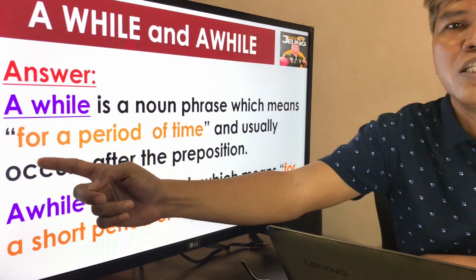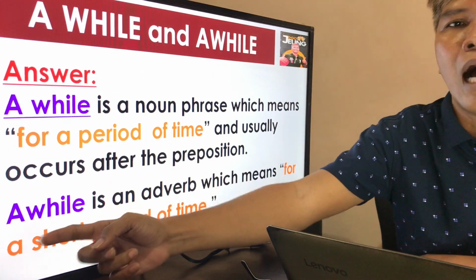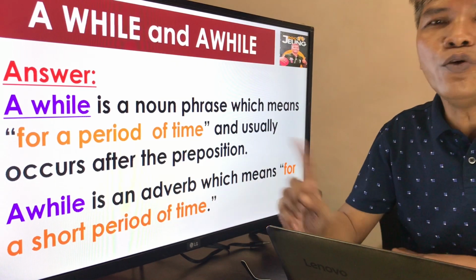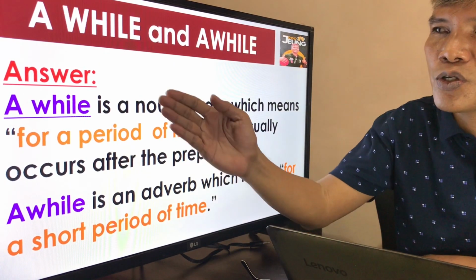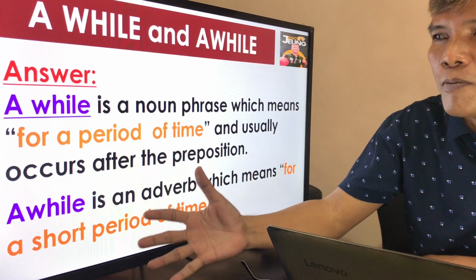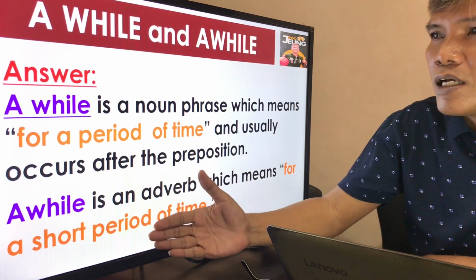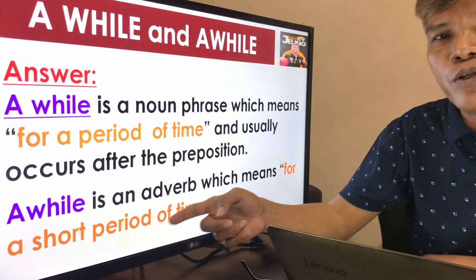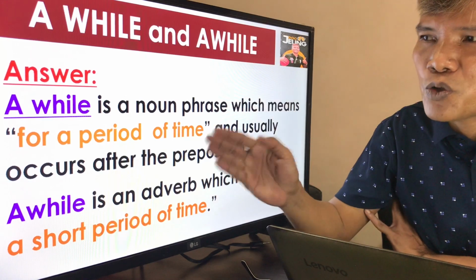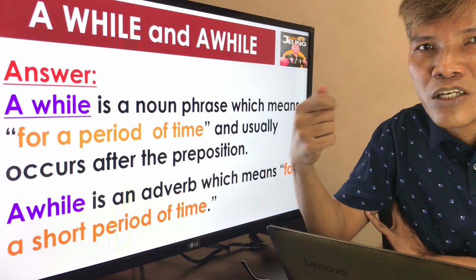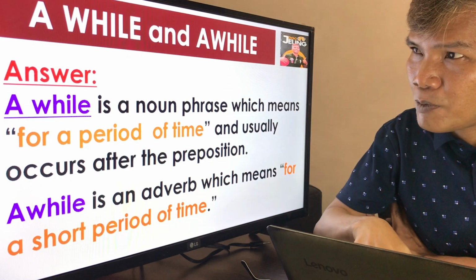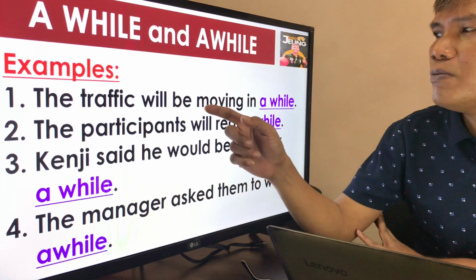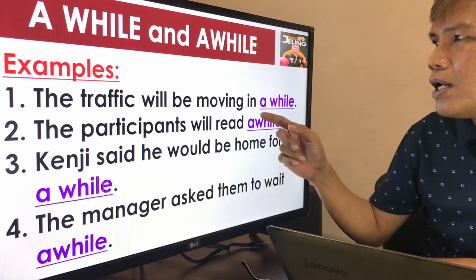Awhile means for a short period of time, while a while means for a period of time. Do not be confused on how to use them because their meaning is almost the same: for a period of time, for a short period of time. So when it comes to use, I will teach you again the easiest way. Let's have the examples. The traffic will be moving in a while.